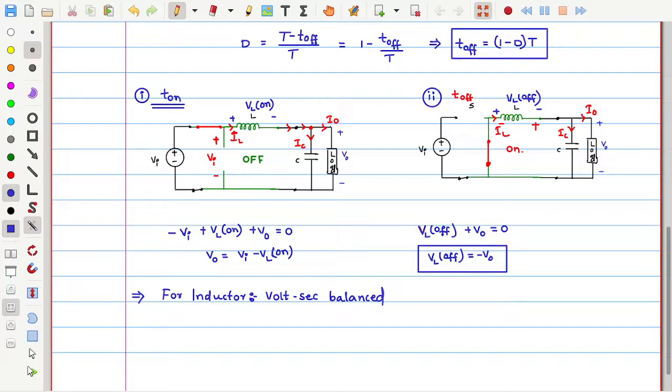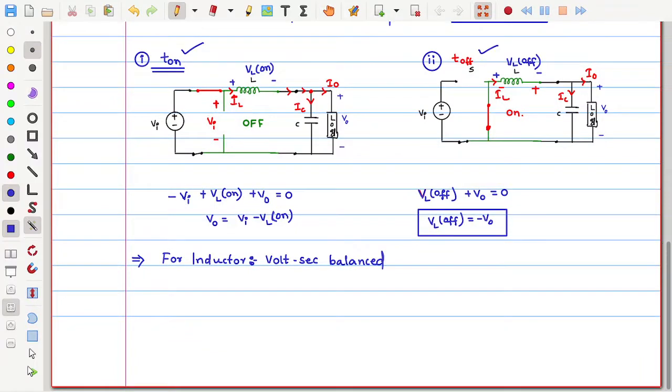The amount of energy which was picked up during the on state is equal to the amount of energy which is supplied to the load during the off state. That is what volt second balance is, volt second balance for the inductor. So the amount of energy picked up during the on time is equal to the amount of energy supplied to the load during the off time. That's it. This is for an ideal inductor.